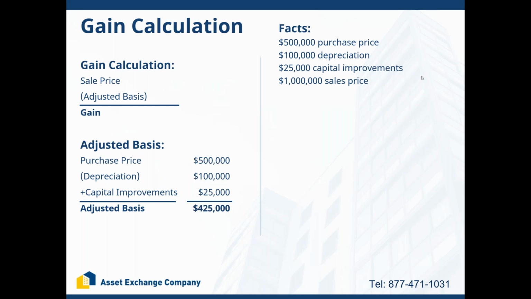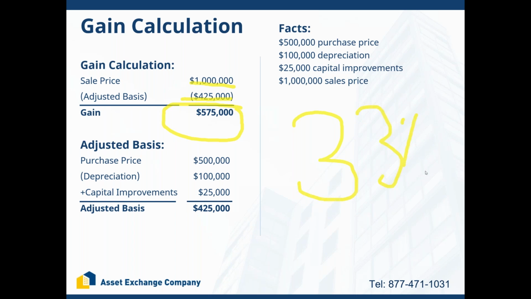So in this example, my gain is a pretty easy number to calculate. I'm going to take my net sale price of $1 million, subtract out my basis, and I am going to have a gain of $575,000. Now, I know that most of you on this call are not CPAs, but after you take this class, you're going to be more than qualified to tell your clients approximately what their tax bill will be if they cash out of their real estate and decide not to do an exchange. It's going to be about 33% of that number, okay? So about 1/3 of this number will go to pay taxes.